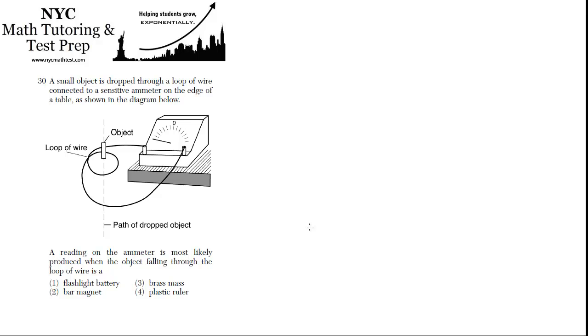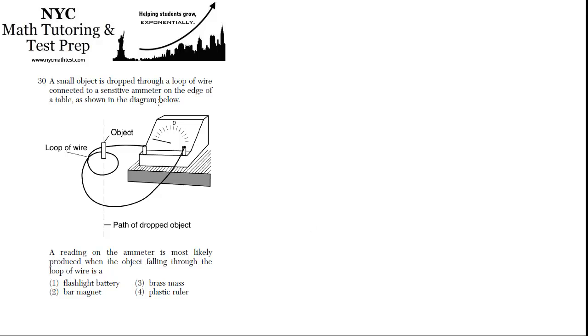Number 30: a small object is dropped through a loop of wire, and that loop of wire is connected to a sensitive ammeter on the edge of a table as shown in the diagram. A reading on the ammeter is most likely produced when the object falling through the loop of wire is what? A flashlight battery, a bar magnet, a brass mass, or a plastic ruler.